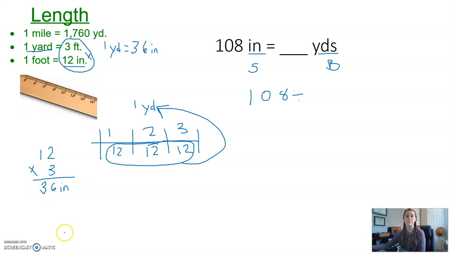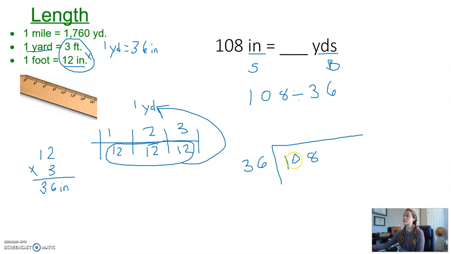But we're not done because we don't have just 36 inches. We have 108 inches. So we're going to need to divide up those 108 inches into groups of 36 to figure out how many yards there are. This is when I said we're going to be doing straight multiplication and division from now on. No more powers of 10 to make it easy.